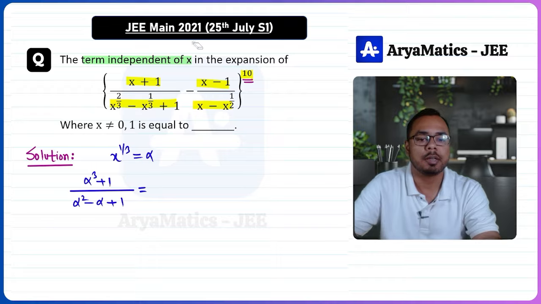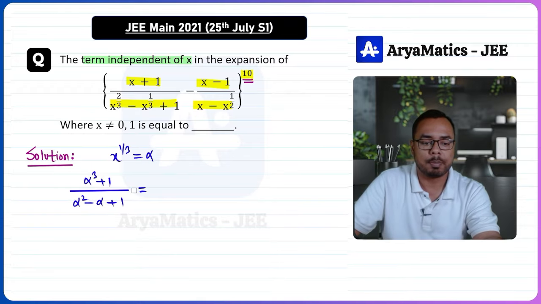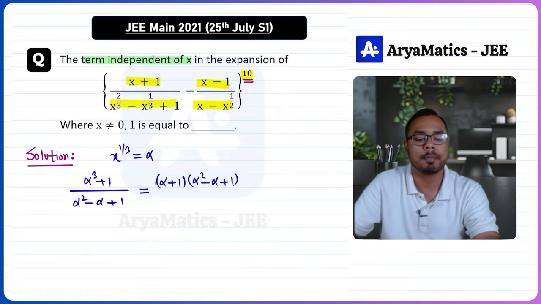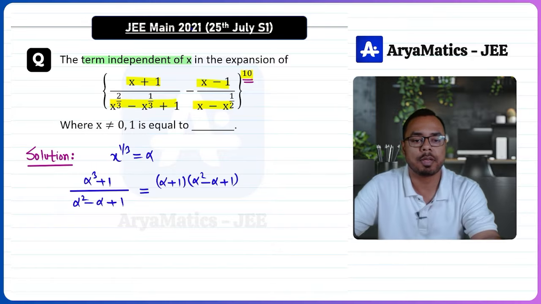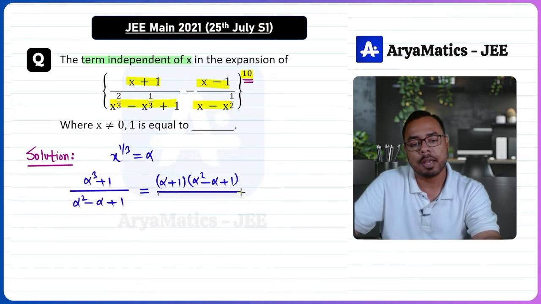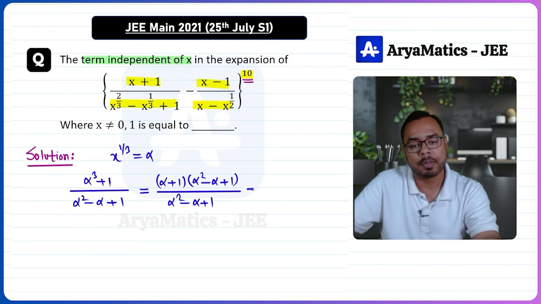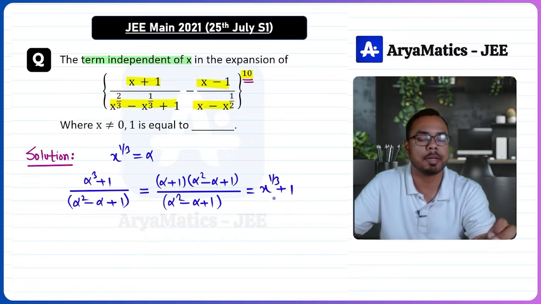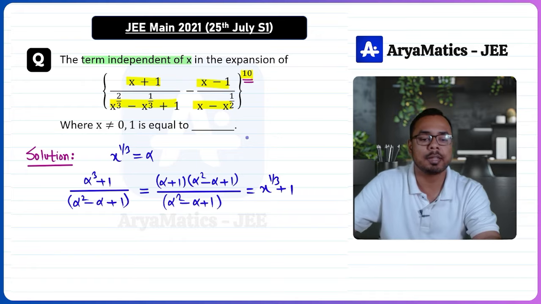And now you can see how to simplify this one. In the numerator, we have a cube plus b cube. So that we can write as (a plus b) multiplied by (a square minus ab plus b square). Right? Alpha cube plus 1 cube. So we can use that formula of a cube plus b cube. And in the denominator, we have alpha square minus alpha plus 1. So these two terms you can cancel, and then after that we have alpha plus 1. Alpha is x raised to 1 by 3, so this term will become x raised to 1 by 3 plus 1. After simplification we'll get this one.